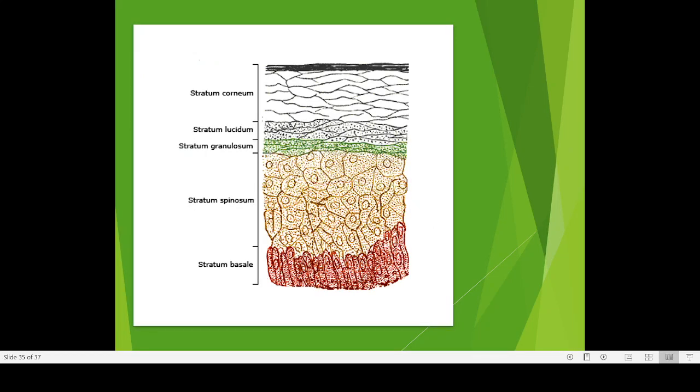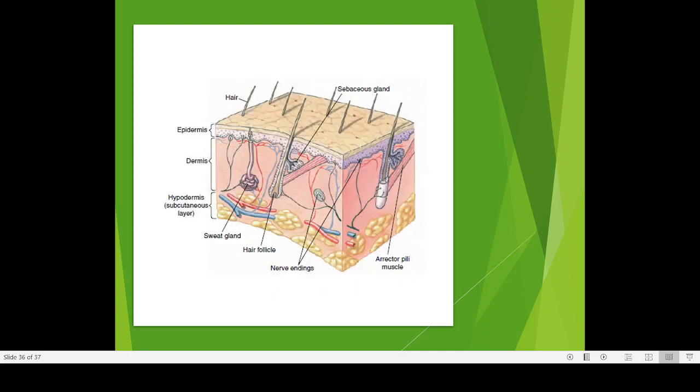So here also you can find the different layers of the skin: the stratum corneum, the stratum lucidum, the stratum granulosum, the stratum spinosum and the stratum basale. So these are the different layers of the skin that you can find. This is also another picture.